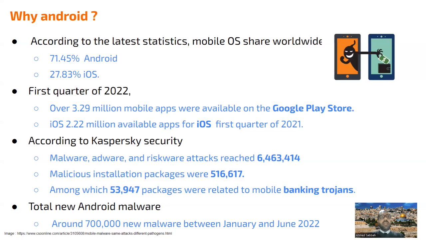Around 700,000 new malware between early January and June 2021. So Android is more of a goal or a target for hackers and malware attacks.